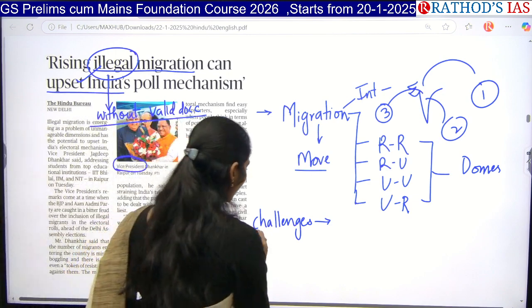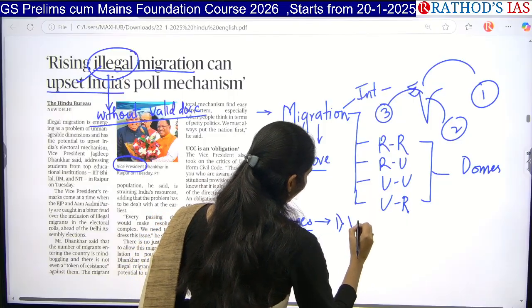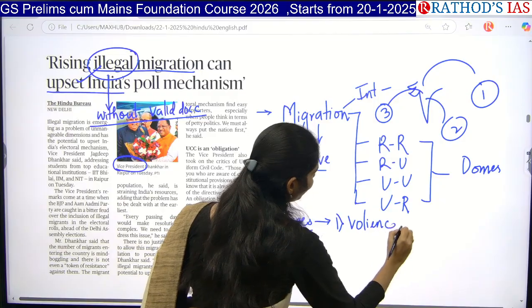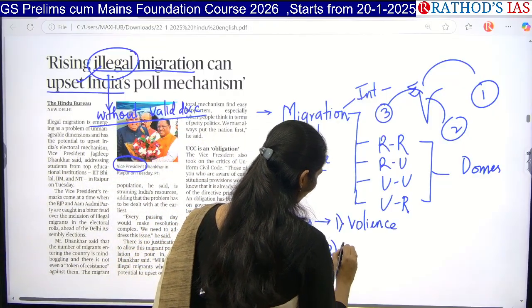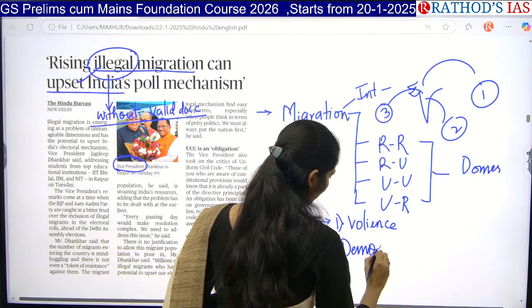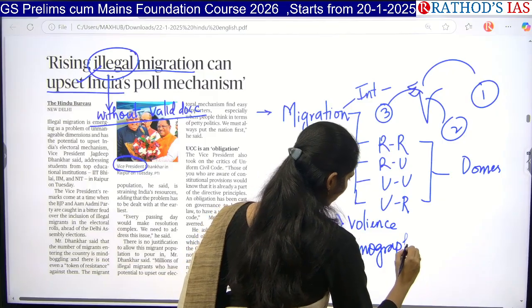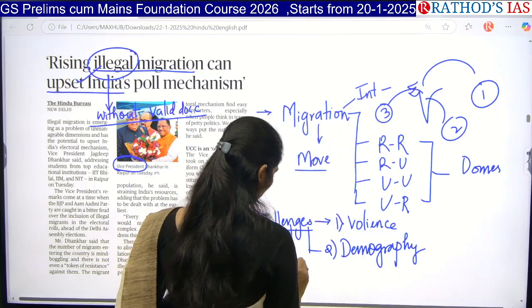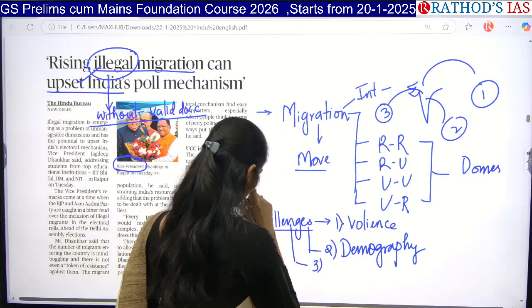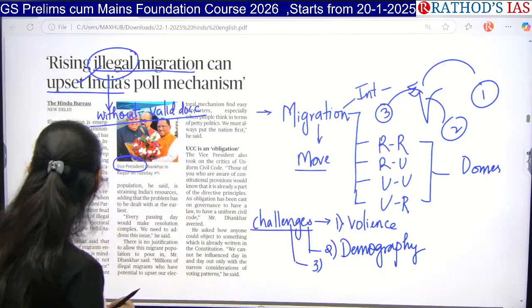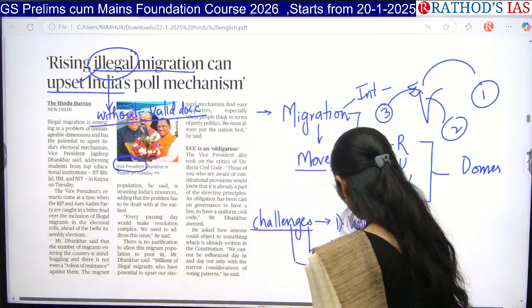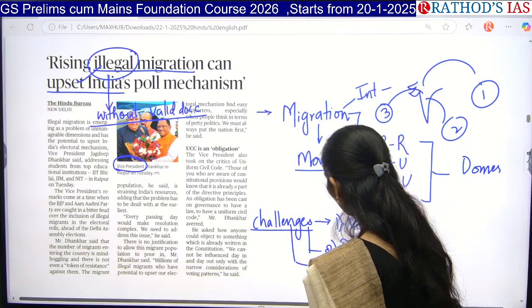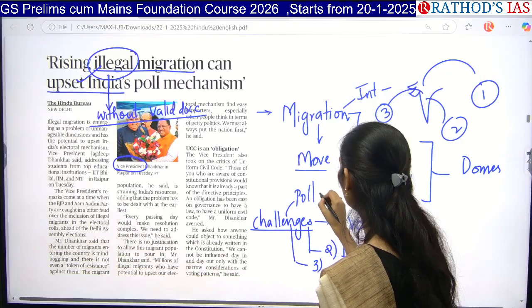If you see the challenges, the first important challenge here is the increase of violence, or communal violence. Next one is demography changes. And the third important point here is the increase in the budget of the government. Even now, government is saying that there will be alteration in the poll mechanism as well.